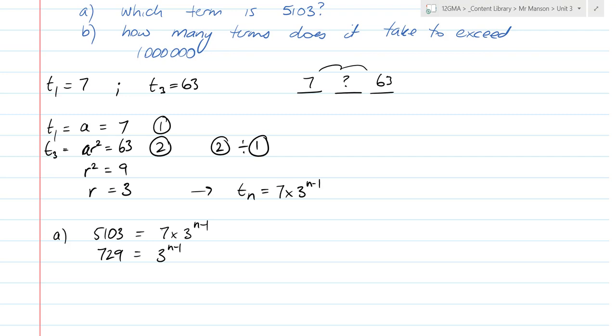So I'm going to go through and just do 3 times 3. That's 3 squared is 9. Multiply the answer by 3. Now I've got 3 cubed is 27. Press enter. 3 to the power of 4 is 81. 3 to the power of 5 is 243. 3 to the power of 6 is 729. So I get 3 to the power of 6 equals 3 to the power of n minus 1, which means that n minus 1 equals 6 and n is equal to 7.